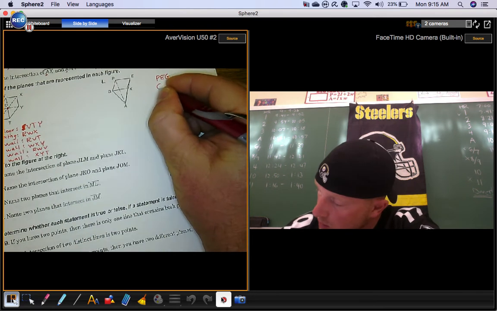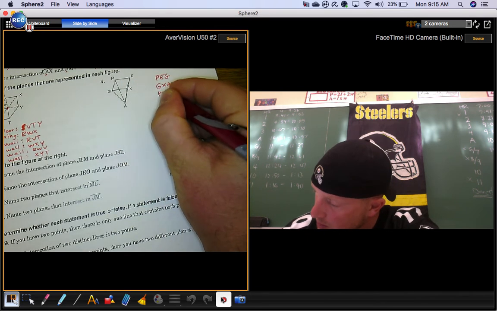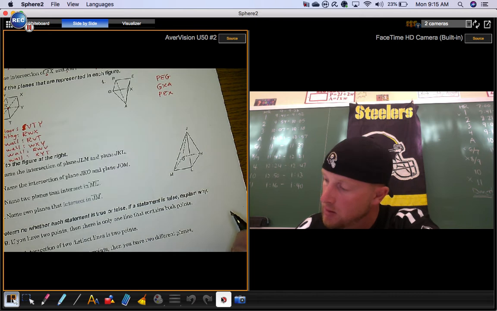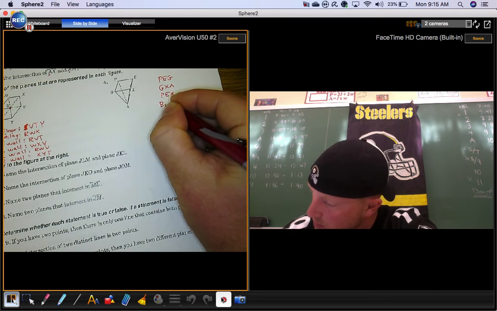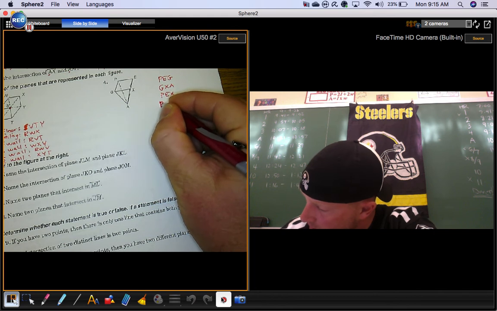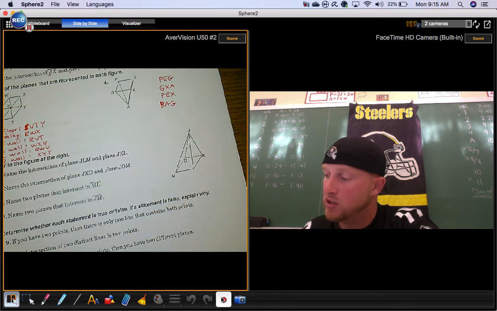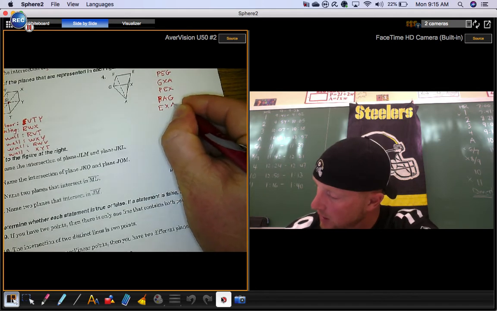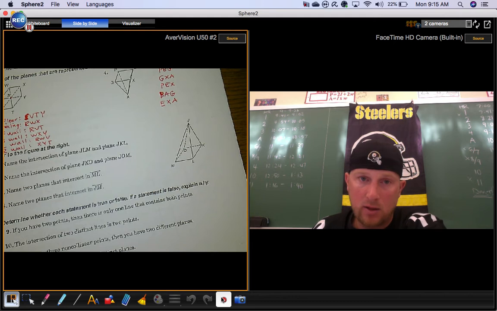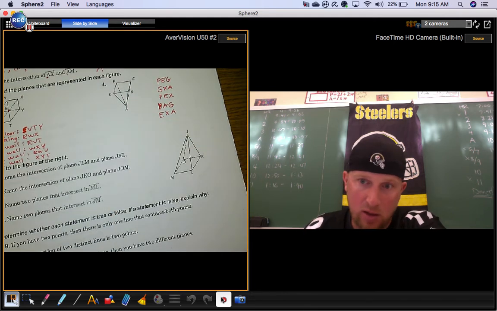The front wall would be plane GXA. The back wall would be plane PEX. The left wall would be plane, I don't know why I put a B in there, PAG. And then the right wall would be plane EXA. Common mistakes there is maybe you just don't list all of the planes.